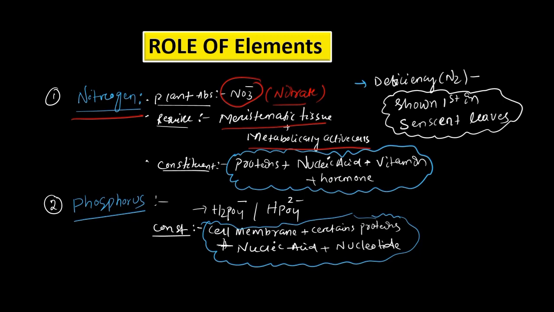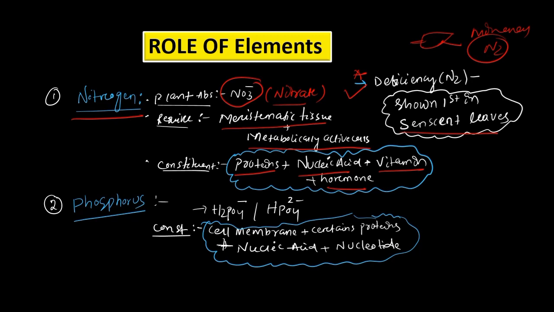During cell division, different types of protein, nucleotides, DNA and RNA are made, and all of them are composed of nitrogen. The basic composition is nitrogen. So we find nitrogen in nucleotides; second, proteins, nucleic acids, vitamins and hormones are all composed of nitrogen. This is most important. Deficiency of nitrogen is shown first in senescent leaves.